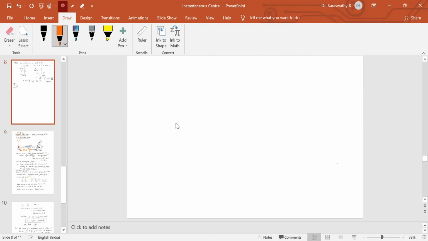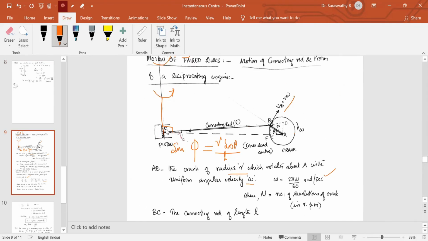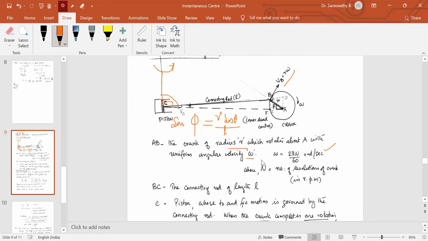Consider triangle ICA. In this triangle, this angle is phi, so the remaining angle will be 90 minus phi. This angle is theta. So you just use trigonometrical principles and find out IC and IB. That is shown here.